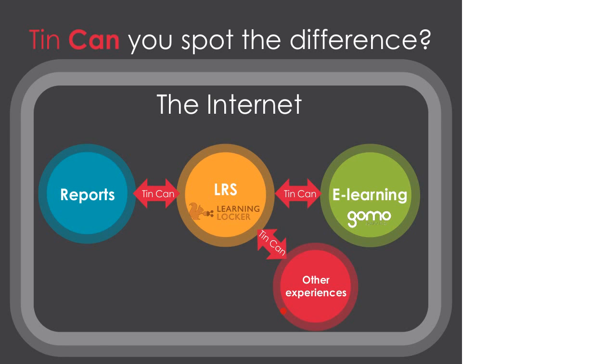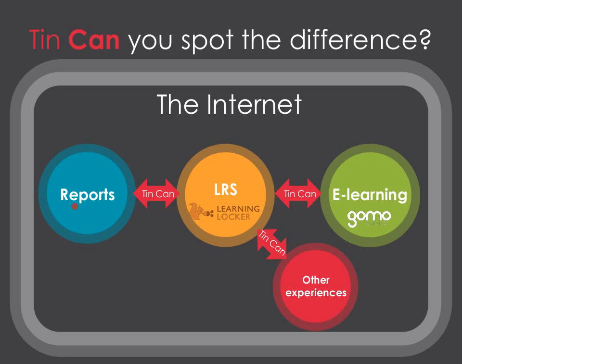Bidirectional, yeah, there's a few other things. I'll just explain that bidirectional thing. So the data can go in both directions. So data can come back from the LRS into the e-learning. And really the standard design is for any piece of data to go in either direction, and to go all over the place.